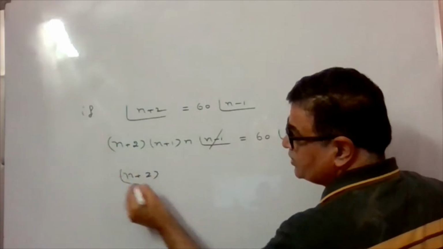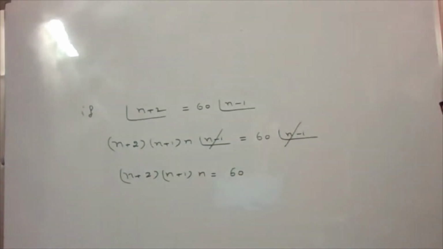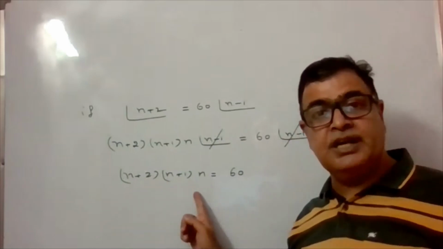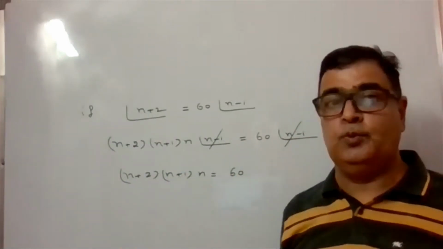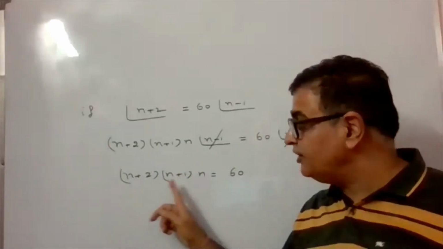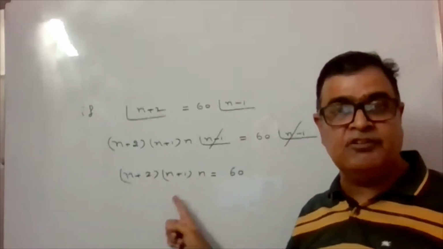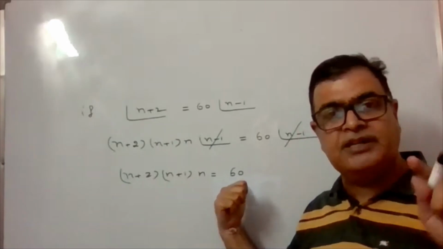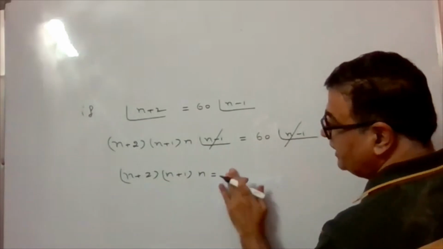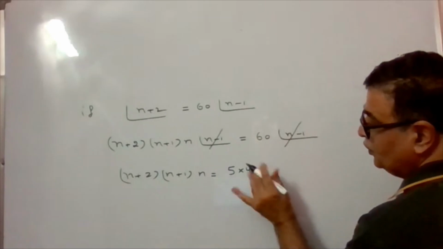Then I got n plus 2, n plus 1, n is 60, that is 5 into 4 into 3. Now here one thing you should remember: either solve the cubic equation, or better, we know that these are simply natural numbers, and these three natural numbers are consecutive. 1, 2, 3, they are consecutive natural numbers. So whatever this number is, it will also appear in this form. If you take 60, what can be the three consecutive natural numbers? 5 into 4 into 3.